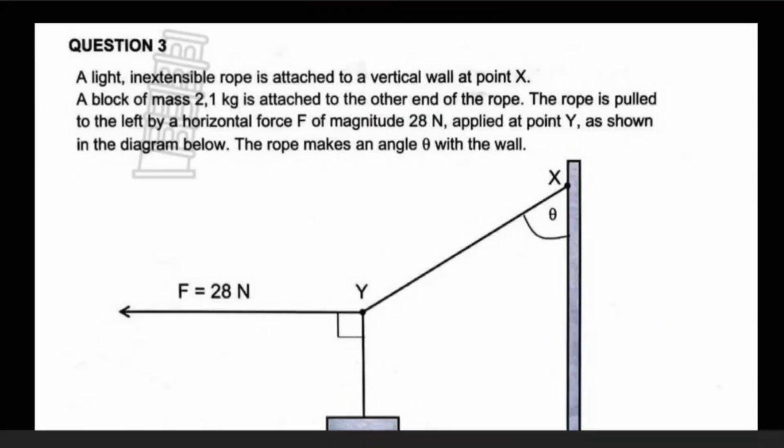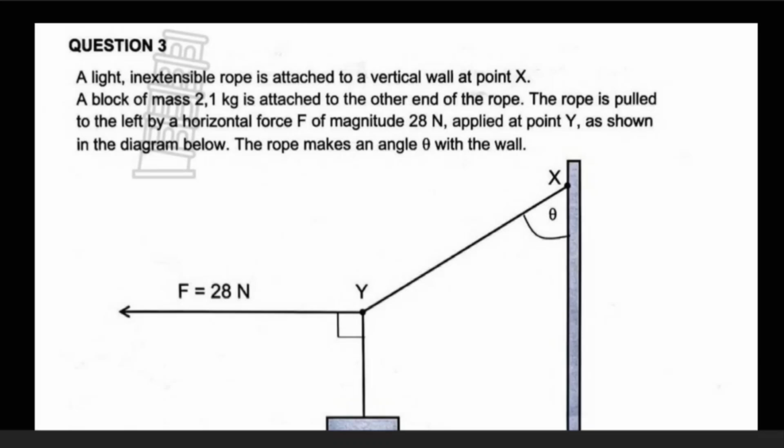Here we have question 3 that says a light inextensible rope is attached to a vertical wall at point X. A block of mass 2.1 kg is attached to the other end of the rope. The rope is pulled to the left by a horizontal force of magnitude 28 newtons applied at point Y, as shown in the diagram below. The rope makes an angle theta with the wall.